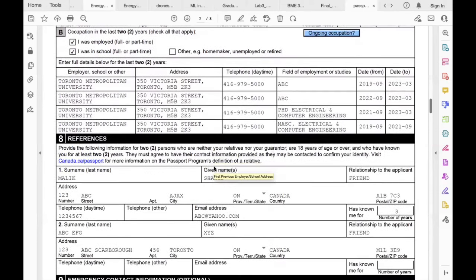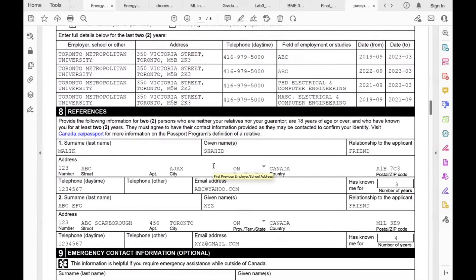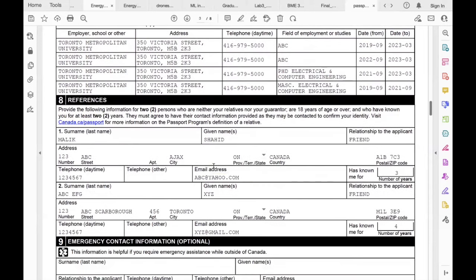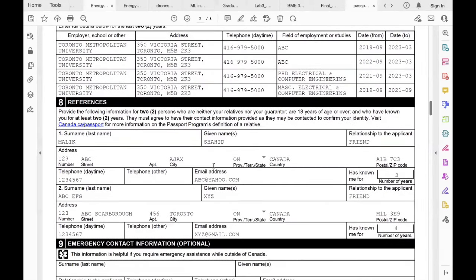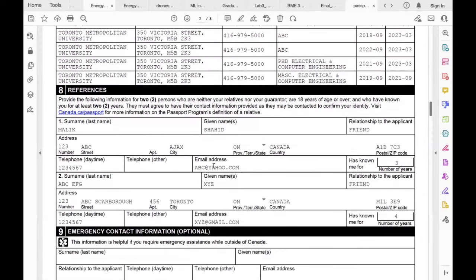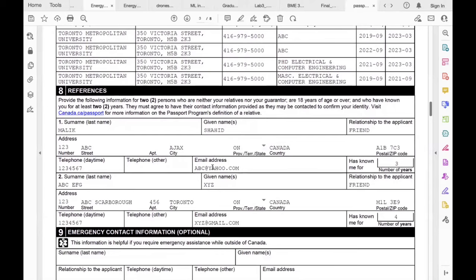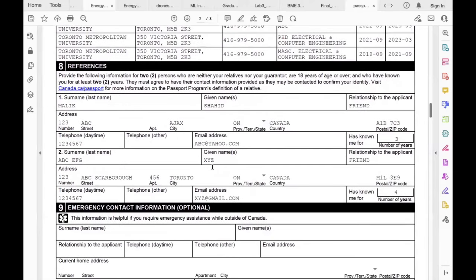References. You need 2 references. Your references cannot be your relatives. They have to be your friends. So you can ask any of your friends to give you this information. You don't need the signatures of your references. You just need their surname, given name, relationship to you, the applicant, their addresses, their phone number, and their email address. You don't have to go and take their signatures.